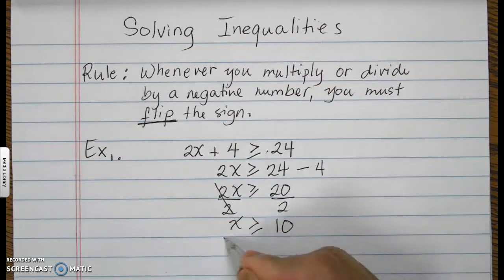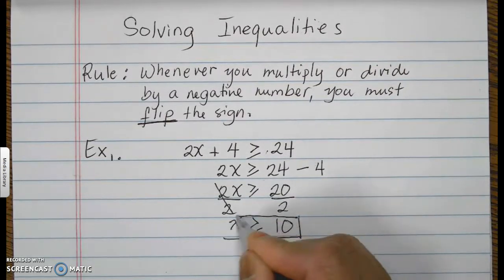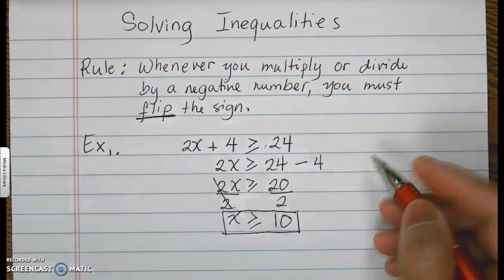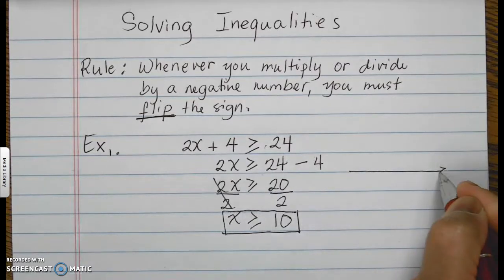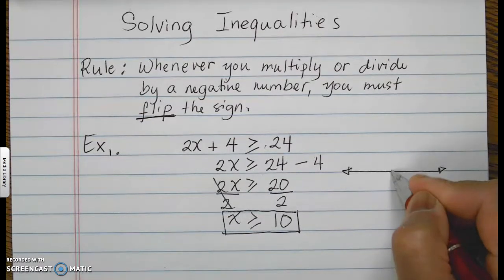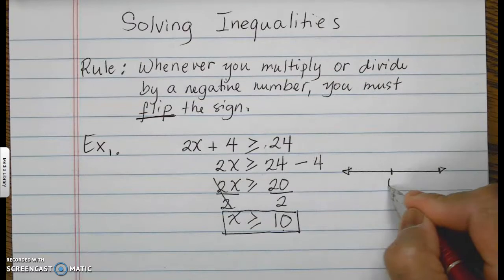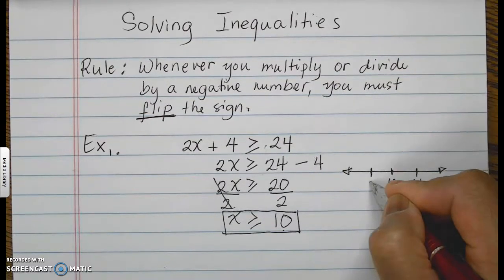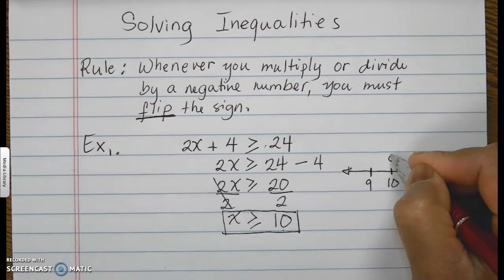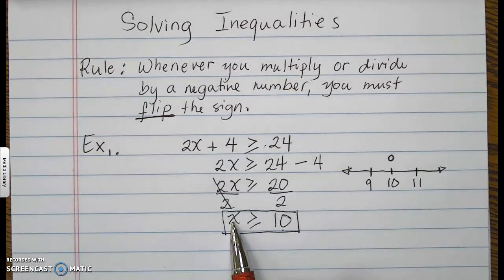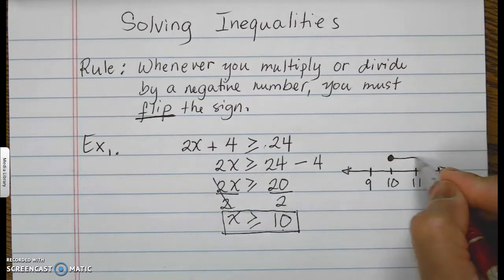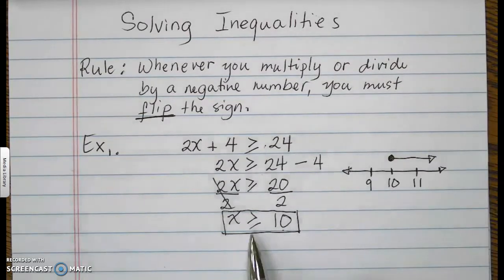And how does this look on a graph? Because whenever you are solving, I want you also to graph it. This is how. You're going to have your number line starting with the point that you got, which is 10, and this definitely is 11, and this definitely is 9. You're going to put a dot, and it says that x is greater than or equal, so you're going to shade your dot and point the arrow to the right side because it's greater than.